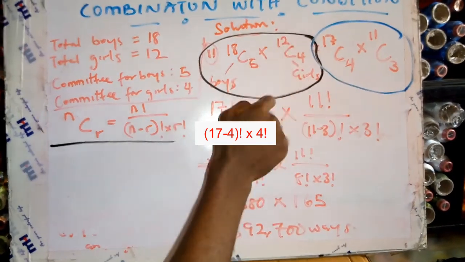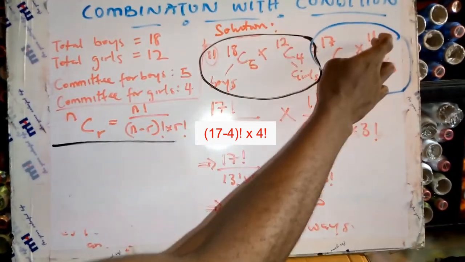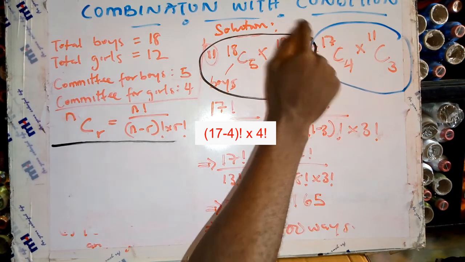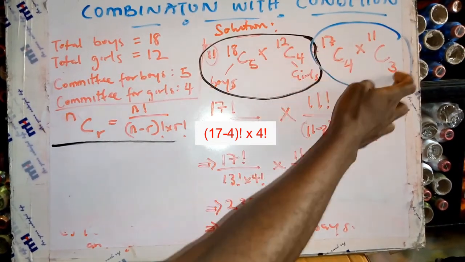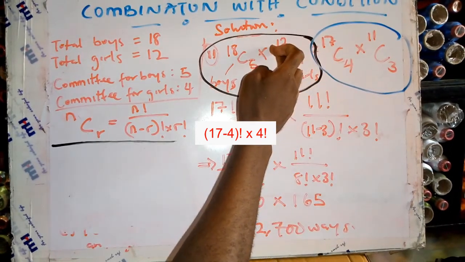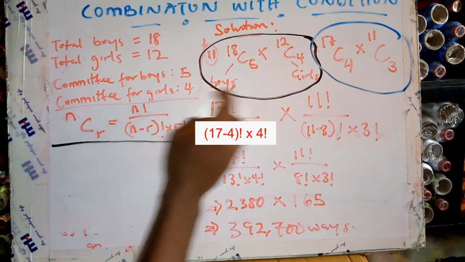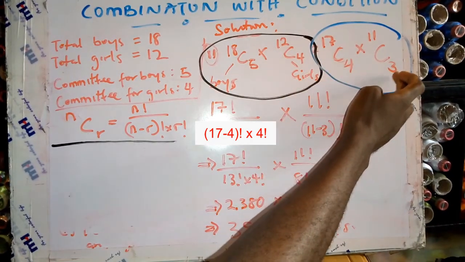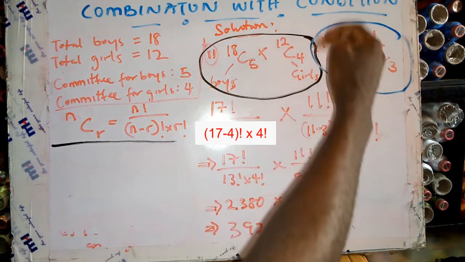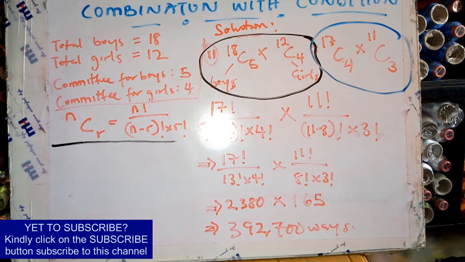And then for the girls also, we have a total of 12, but one girl must be there. So we have 11 to choose from. That's why we have 12 minus the one that must be there, 11. Then the 4 becomes 3. Instead of the committee of 4 girls that we have to choose, but one girl must be there, we are left with 3. We have to choose 3. So this is now the representation if one boy and one girl must be there. So that is it for the solution to example 2.